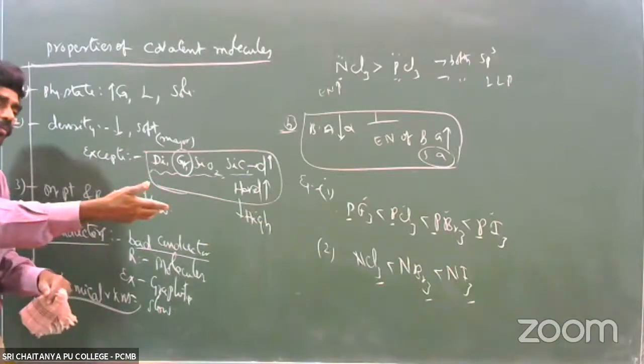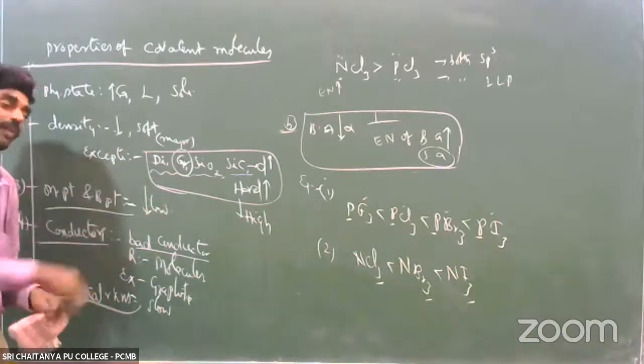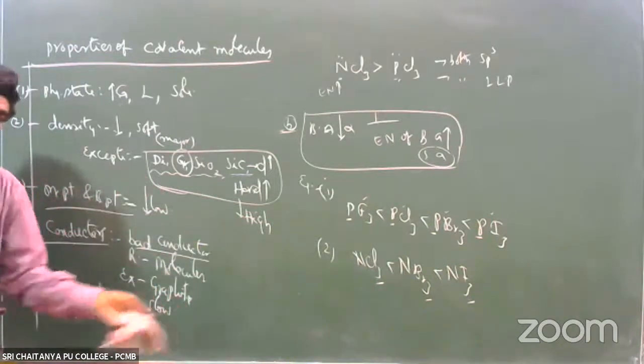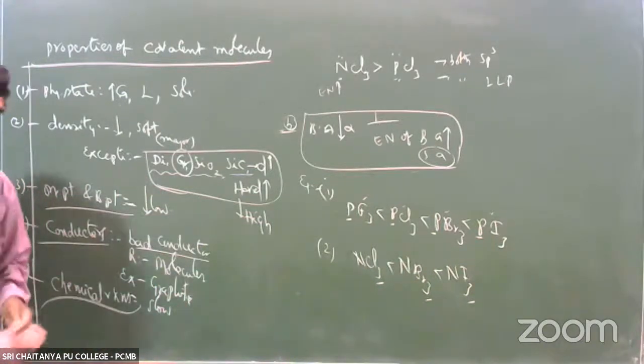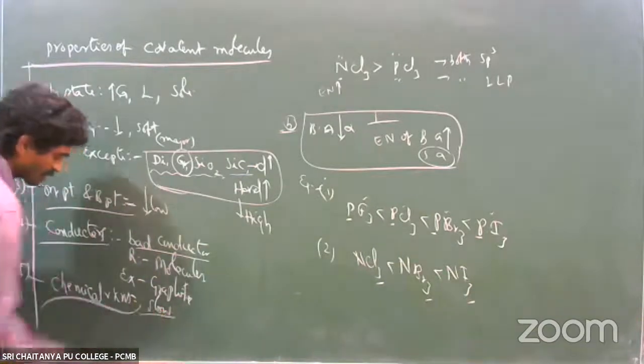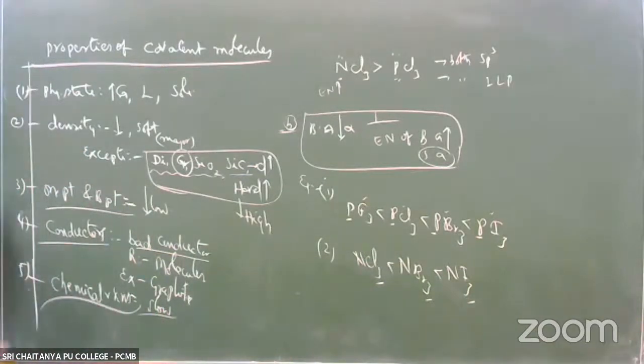So to form a new product, you have to make a new covalent bond. That means one covalent bond is broken, and a new covalent bond is formed. Breaking and forming bonds takes some time. That's why the reactions between two covalent molecules are slow. Next one.